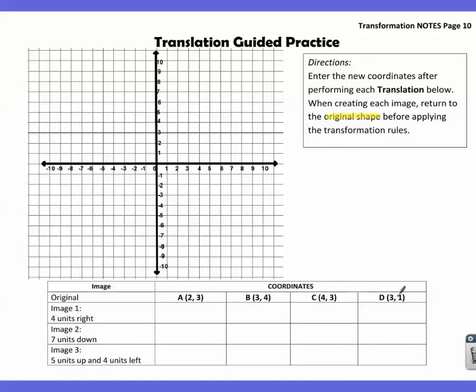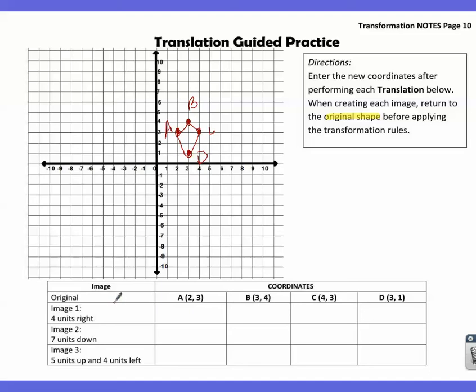Okay, so the original shape, A, B, C, and D, let's go ahead and plot this. So A is at 2, 3. B is at 3, 4. C is at 4, 3. And D is at 3, 1. Let's connect your points. Creates almost like a kite.